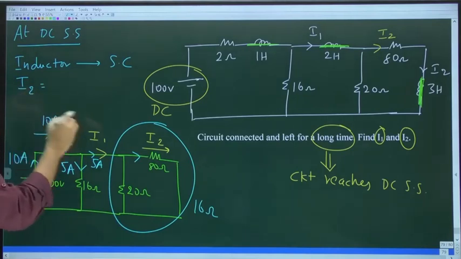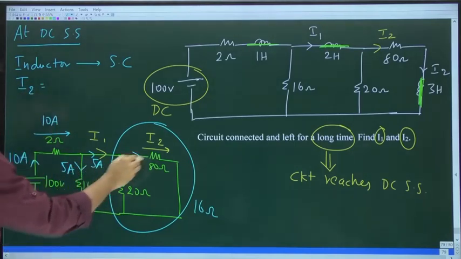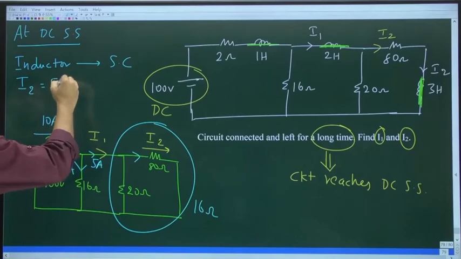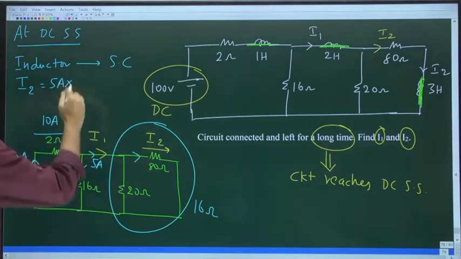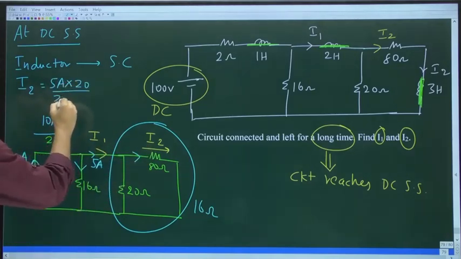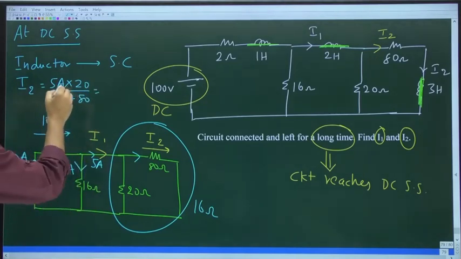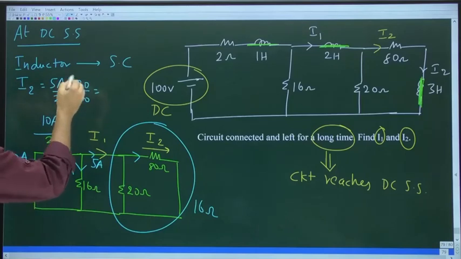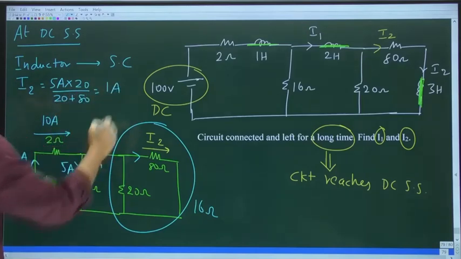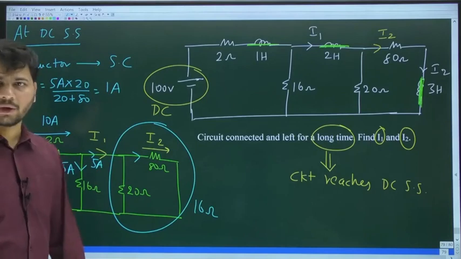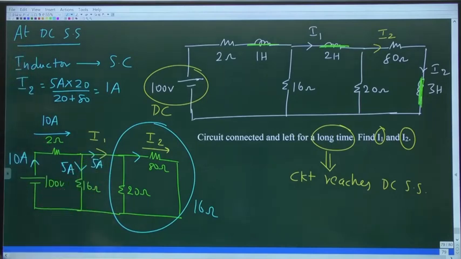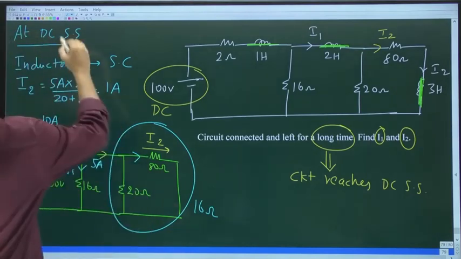I2 will be equal to what? What is that current which is getting divided between 80 and 20? It is 5 amps. Current through 80 will be proportional to 20 divided by 20 plus 80. 20 plus 80 is 100. 20 by 100 is 1 by 5. So I2 is 1 amp. So as you said, I2 is 1 ampere. And I1 is 5 amps. Okay, that's all.